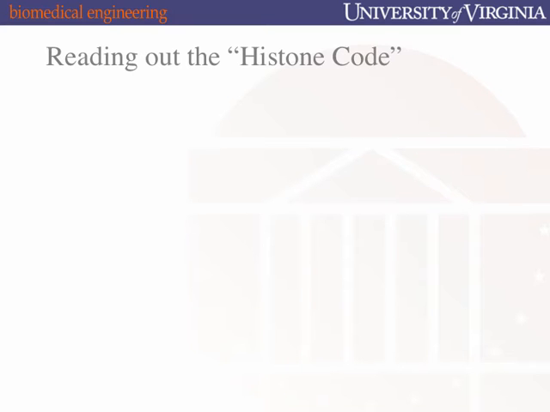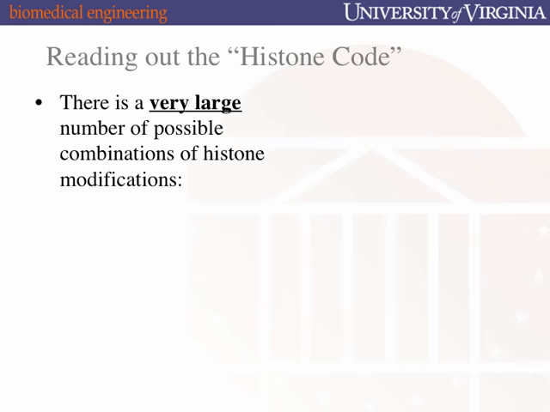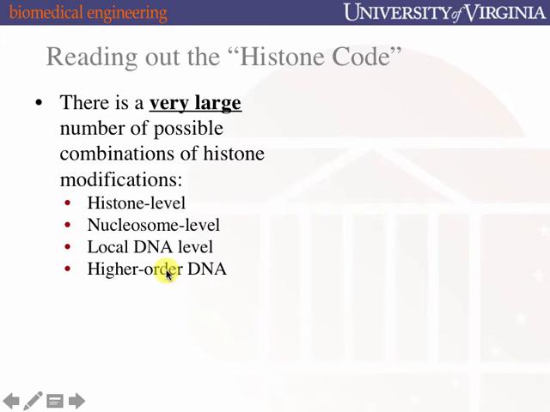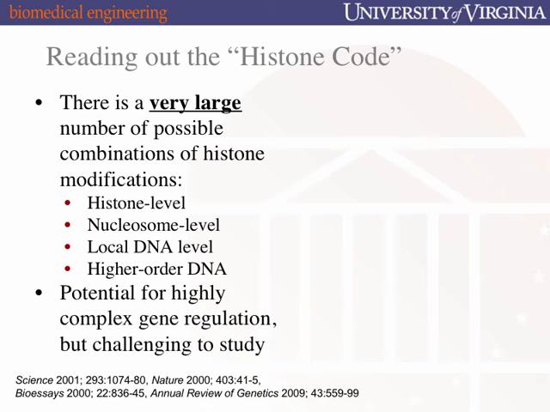If you put all of those different post-translational modifications on the histones, it gets very complicated very quickly. This term Histone Code is meant to refer to that combinatorics of what is the epigenetic landscape of a gene, when you have all of the different combinations of modifications occurring at histones, nucleosomes, the local DNA environment, and then higher order things from there.